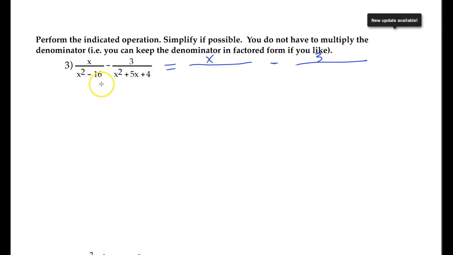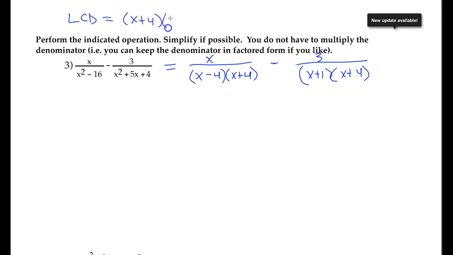So x squared minus 16, we know that's the difference of 2 squares. That will factor out the x minus 4 times x plus 4. For the second denominator, that will factor out the x plus 1 times x plus 4. And so if you notice here again, what is the same is the x plus 4s. So our LCD here is just going to be x plus 4 times x minus 4 times x plus 1. Okay. So what that means here is that our first term is missing an x plus 1. Our second term is missing an x minus 4.